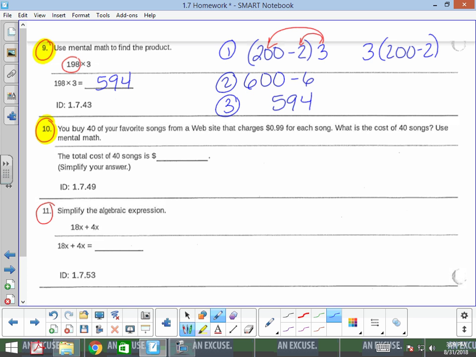All right, number 10, same thing. We're going to make this into a distributive property problem. It says you buy 40 of your favorite songs from a website that charges 99 cents for each song. What is the cost of 40 songs? So we're going to make this a distributive property problem.